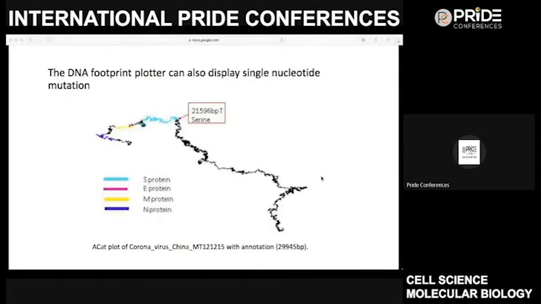Even though the DNA footprint plotter is built for structural variation detection, it can also display single nucleotide mutations. I developed an enhanced version that made the plotting interactive. If you drag your mouse over a specific position, the tool can tell the location, the genotype, and the corresponding amino acid. It also colors the 4 structural proteins in different colors, so that users can easily tell the locations of these proteins. I'm still working on this script to further enhance the user interface and the display, but it's very good as it is.